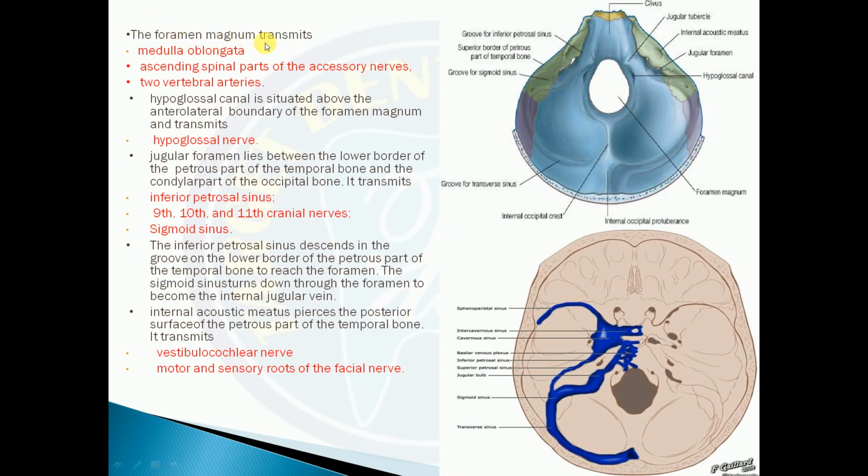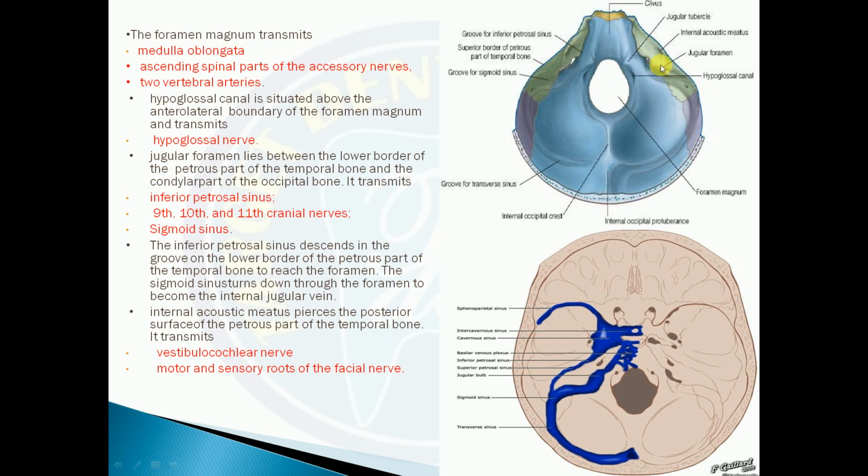The foramen magnum transmits the medulla oblongata, the ascending spinal parts of the accessory nerves, and the two vertebral arteries. The hypoglossal canal is situated above the anterolateral boundary of the foramen magnum, and it transmits the hypoglossal nerve. Very important.